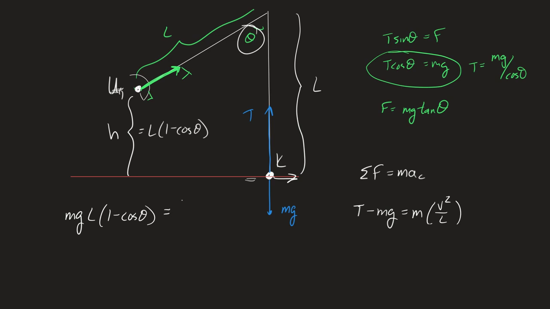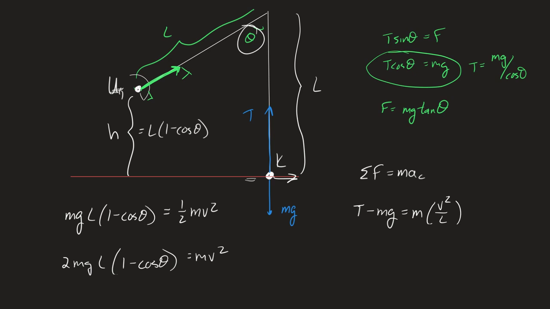Has to equal 1/2 mv squared. Everything good so far? I have an mv squared here, and I have an mv squared here. So is that okay? I'm going to solve that for mv squared and get 2 mgl times 1 minus cosine theta equals mv squared.